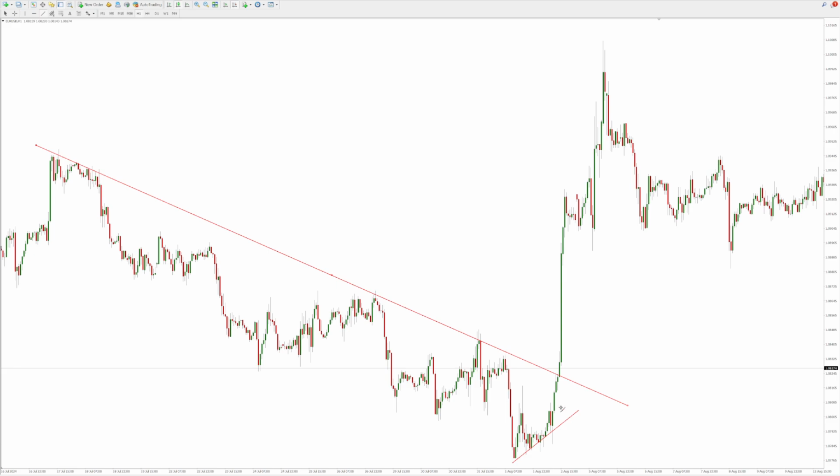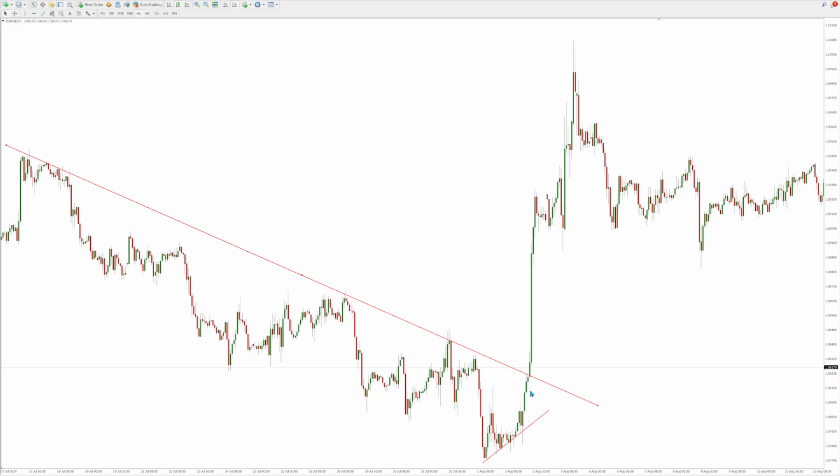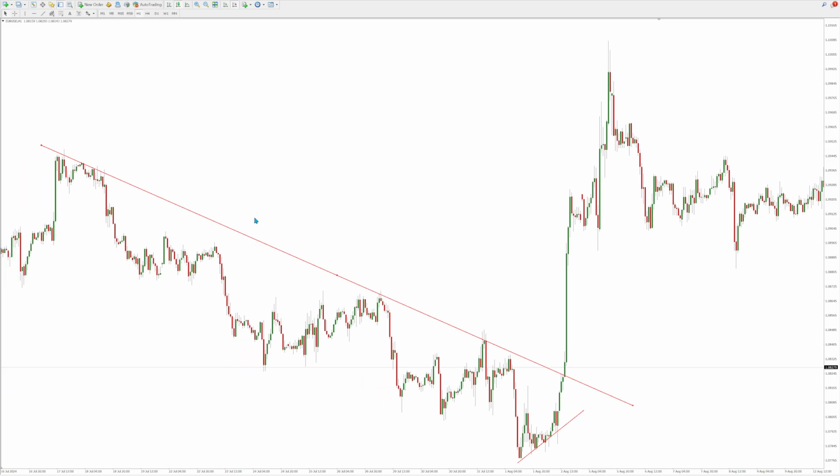Nice level of support formed around here. Okay, and if we took our entry here, you can see that we would have been able to catch this move here for over 180 odd pips. This again just shows the strength of the bump and run reversal candlestick pattern.